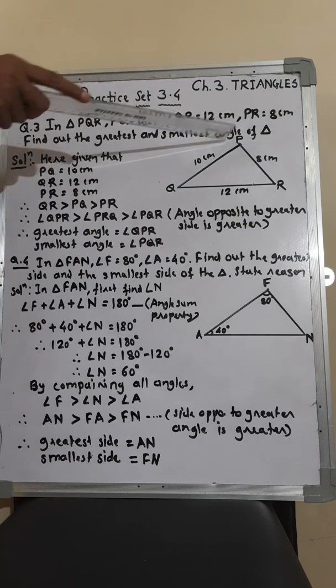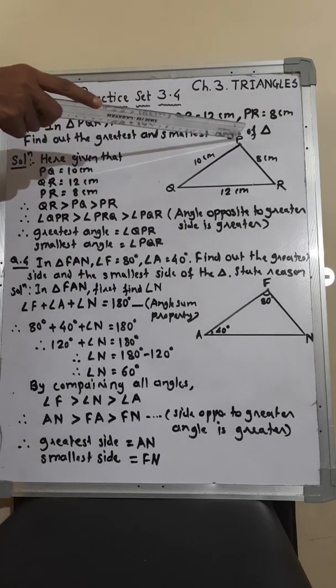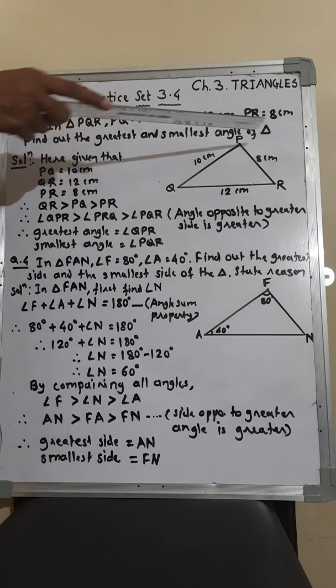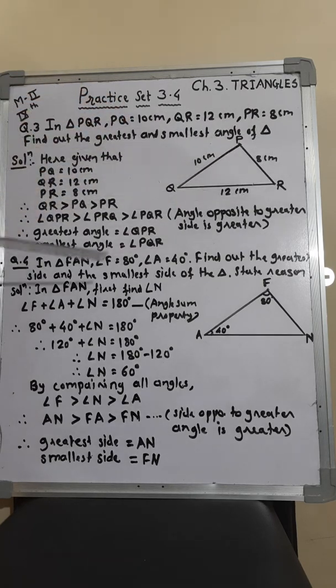Here given that, first you have to draw this diagram. This is triangle PQR. Write their measurements 10 cm, 8 cm, 12 cm in this way. Here given that PQ equal to 10 cm, QR equal to 12 cm, PR equal to 8 cm. This is given for you. Now you have to compare all three sides. Compare means you have to write which is smaller and which is greater by this sign. Here 12 is greater, therefore QR is greater.